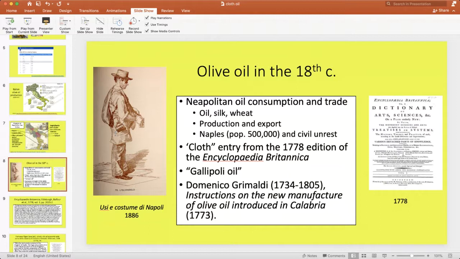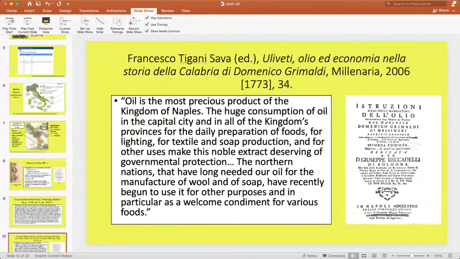Anyway, I have another shorter quotation that I want to share with you from Domenico Grimaldi. He was the author of that text I referred to before, in English, Instructions on the New Manufacture of Olive Oil, introduced in Calabria. He was a Calabrian Genoese aristocrat who had properties in Calabria and was advocating for improved methods of olive oil production, which he describes in his book, where he also writes, this is my translation: oil is the most precious product of the Kingdom of Naples. The huge consumption of oil in the capital city, which I've already referred to, and in all of the kingdom's provinces for the daily preparation of foods, for lighting, for textile and soap production. Soap, of course, was another use of olive oil. And for other uses, make this noble extract deserving of governmental protection.